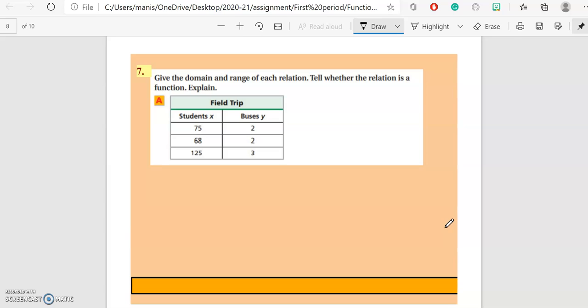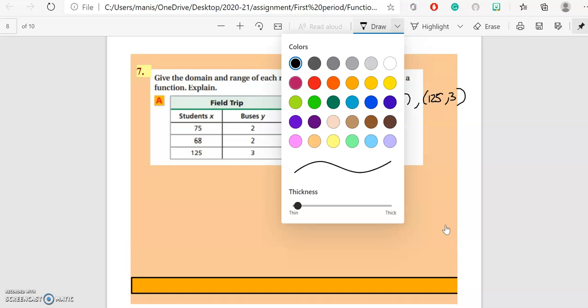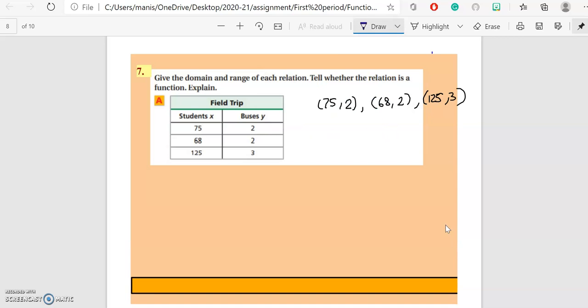Given the domain and range of each relation, tell whether the relation is a function. Explain. So if I will do it, what I will do is I will write it in the form of ordered pair. 72 with 2, then we have 68 with 2, and 125 with 3. So I have my x values and y values, I have my domain and I have my range. So what we will do is we will circle our domains: 75, 68, 125. Do you see any x value or domain is repeating? No. So it is a function.